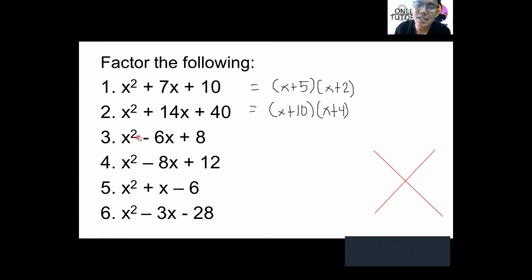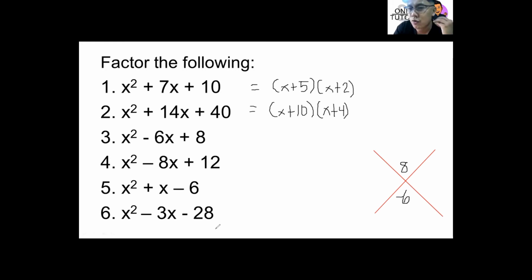Okay? So since this is negative 6, we put 8 at the top. At the bottom is the negative 6. Then think of two numbers whose product is 8 and whose sum is negative 6. Since this is positive, the two numbers could both be negative. So we have negative 4 and negative 2.